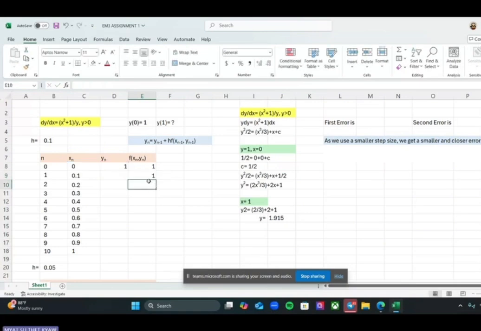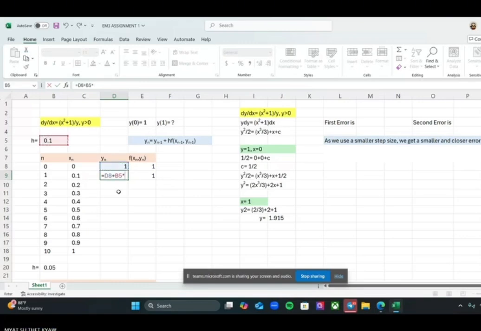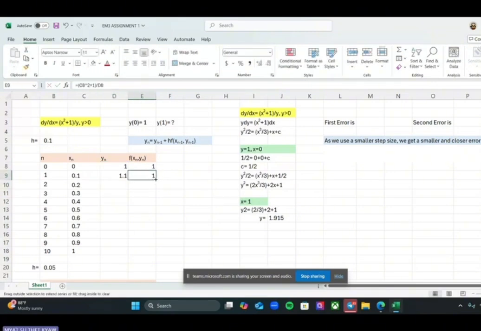So we get a value. Now we can calculate our y1. y1 equals y0 plus step size times f of x0, y0. The same thing for y2 as well. That's how we get our y2, and we repeat this until we reach the x value 1.